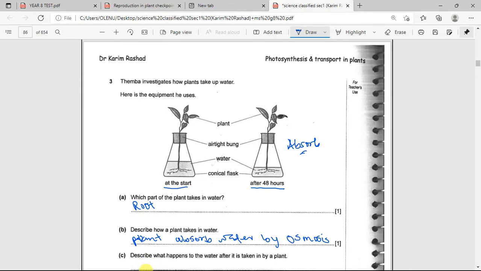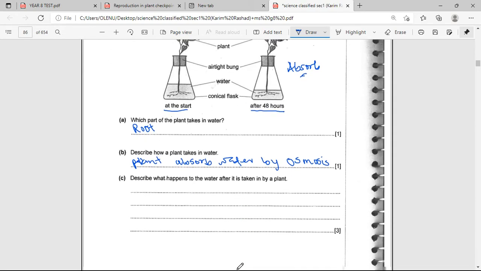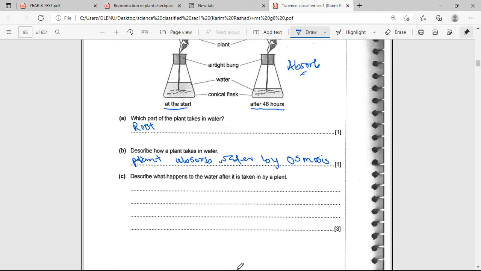The next question in relation to that is: describe what happens to the water after it has been taken in by the plant. Now, the water travels up the stem through the xylem. So here I can say water travels through the stem by the xylem vessels to the leaf. At the leaf, it can be used for photosynthesis.